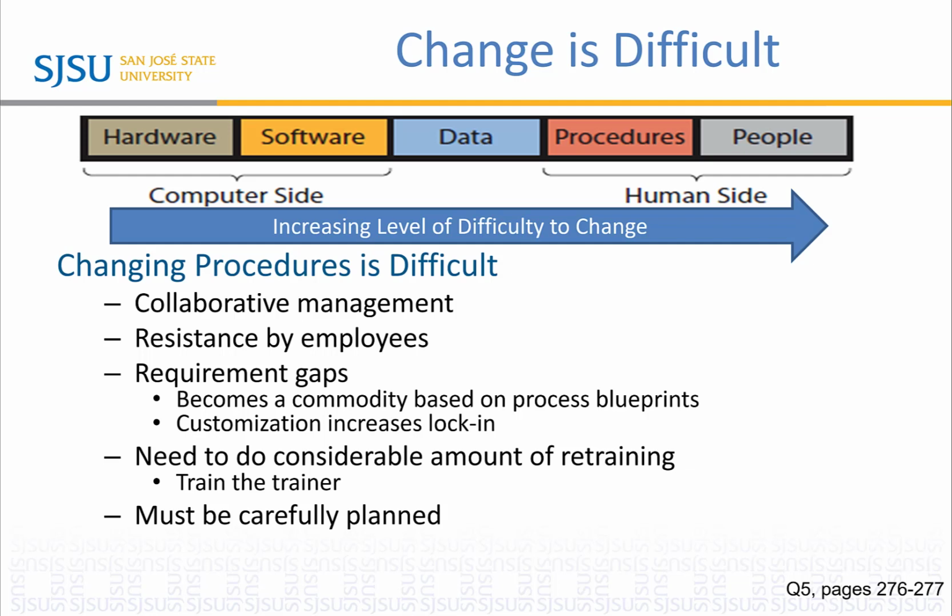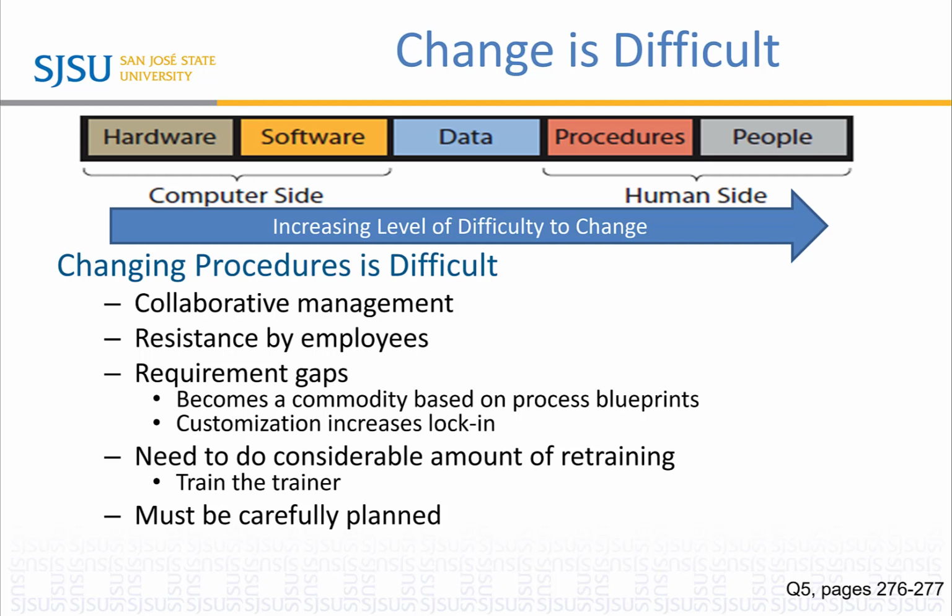In the book, they discuss some of the difficulties when you're changing an ERP system in particular, or any enterprise system. You'll need collaborative management. You need to get buy-in across different organizational components, and so everybody has to come together on that. You'll also get some resistance by employees who don't want to change procedures. Particularly with ERP systems, there's also the addition of requirement gaps. These are differences between what you want the system to do and what the blueprint they're based on is able to do. There are two approaches to addressing these gaps.